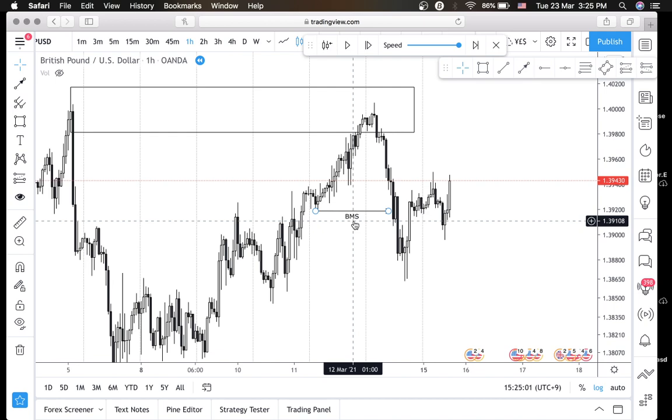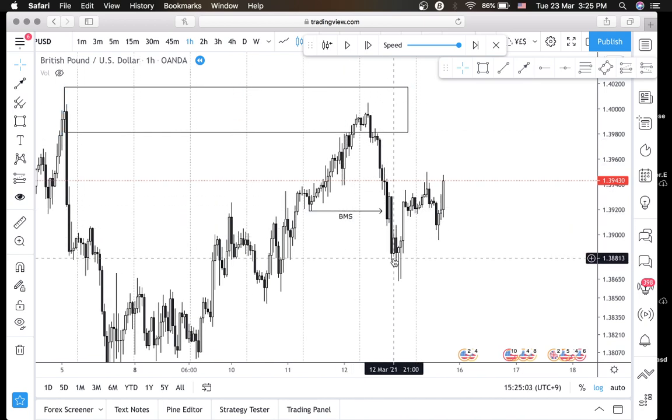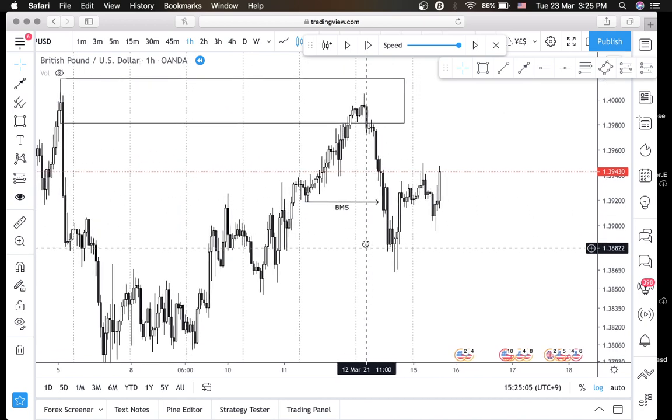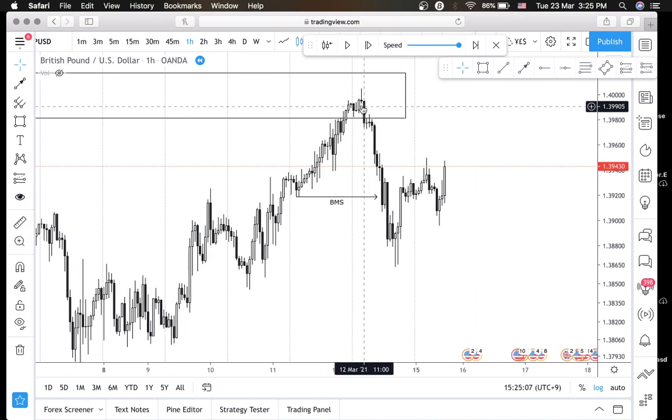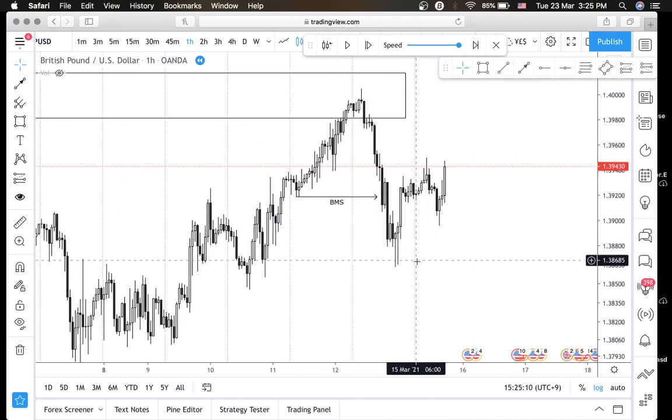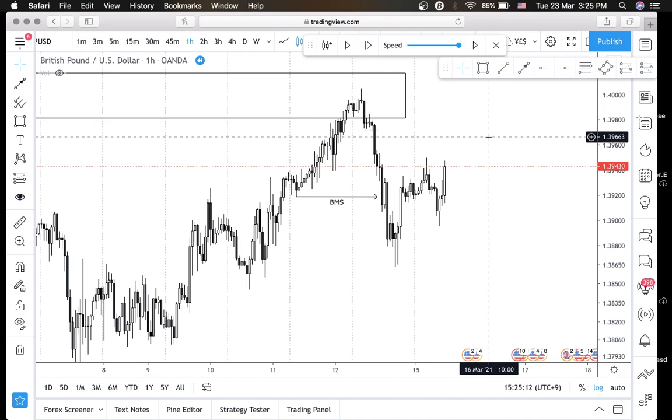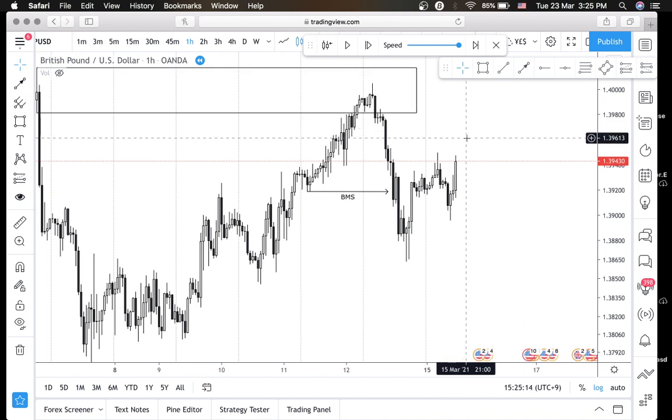So after this BMS, I'm just going to wait for a pullback into some kind of order block here to take a sell, right? Which order block do I choose? Like, Slay, there's so many OBs to choose. How do you know which one to choose? Well, I have 4 rules of picking an order block. I'm not even going to go into that right now.